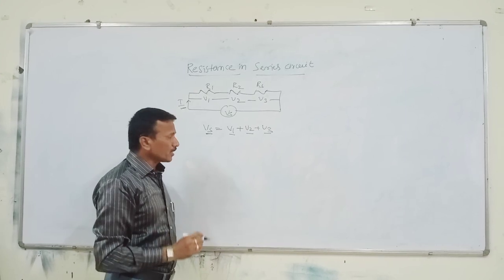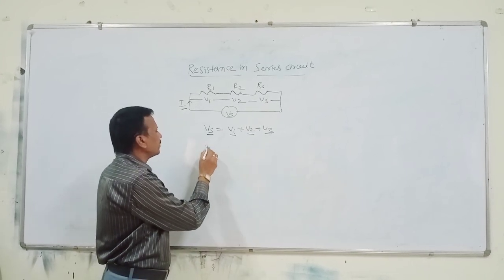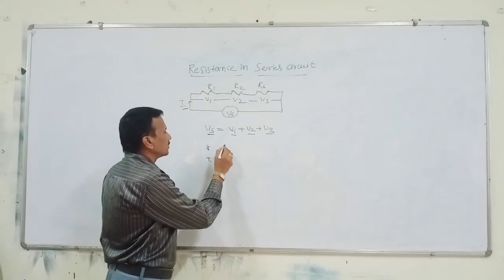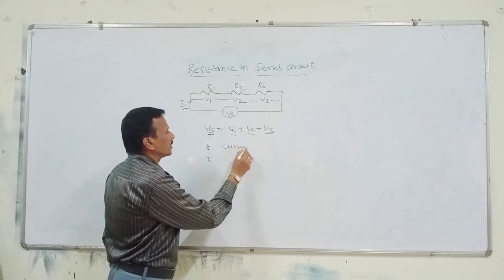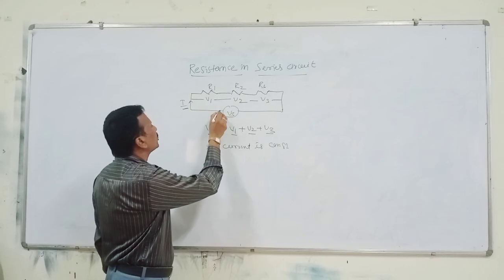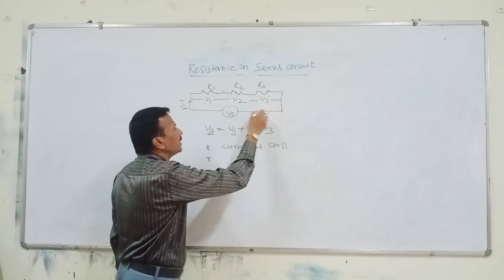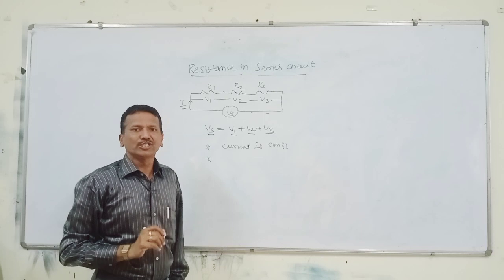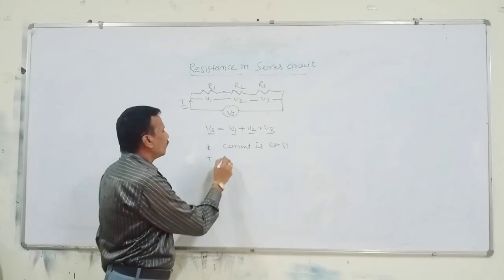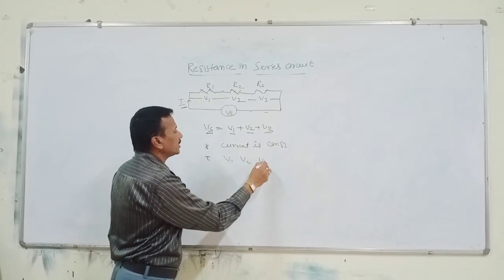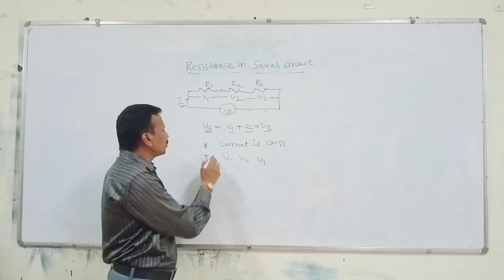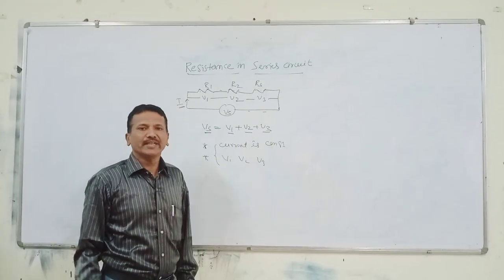Now, two things are very important to know in a series circuit. One is that the current is always constant. From starting to ending, at each and every point where the current is flowing, the current is always constant. But which one varies? The voltage varies. So V1, V2, V3 are the different voltage drops we find in this series connection. If you know these two concepts, the series circuit is very easy.